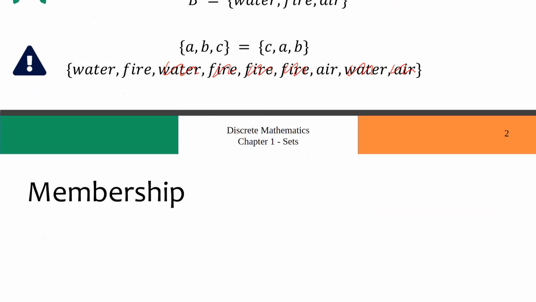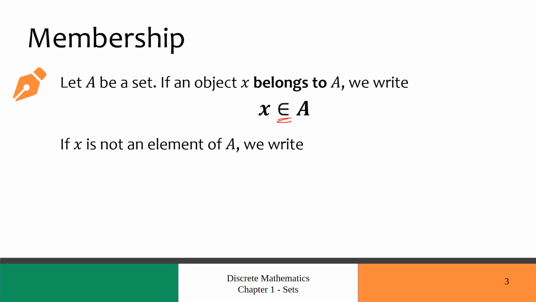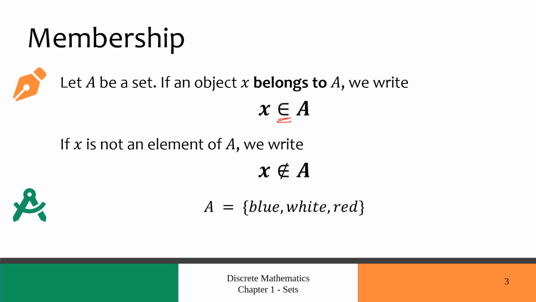Let's have a few notations. If an object X belongs to A, we write this way. X belongs to A. It is equivalent to say that X is an element of A. On the other hand, if X is not, we write the same sign but slashed, like this. You can read this, X does not belong to A. Let's take an example. Here, blue belongs to A, but green does not.